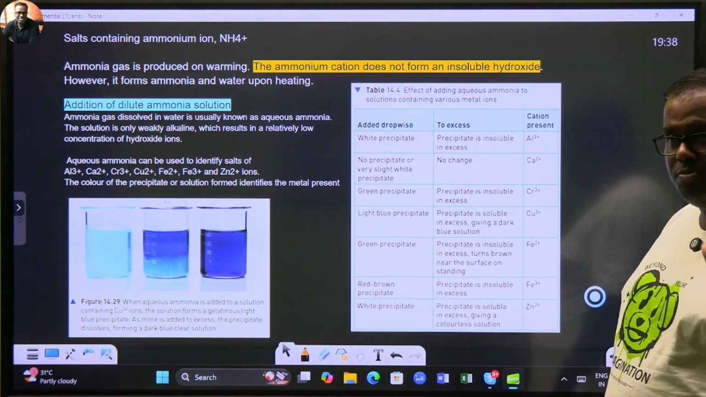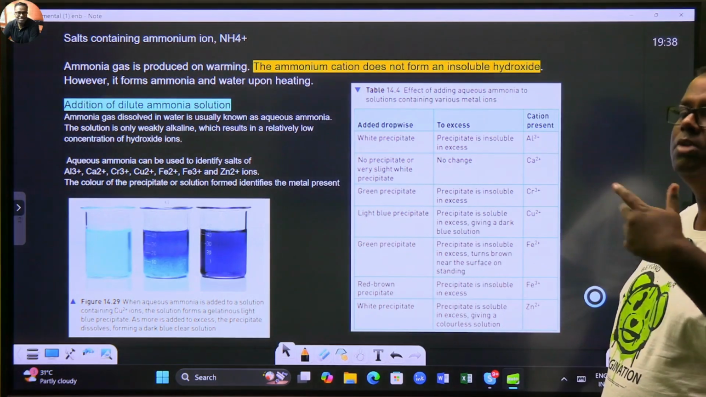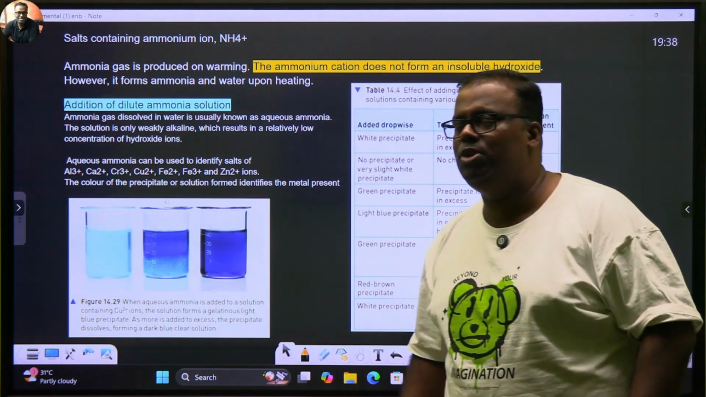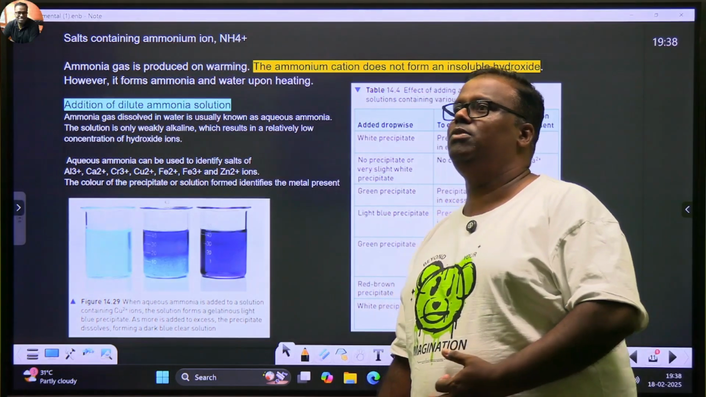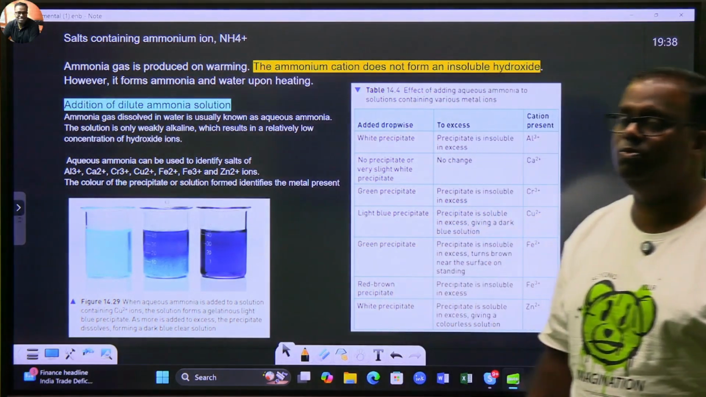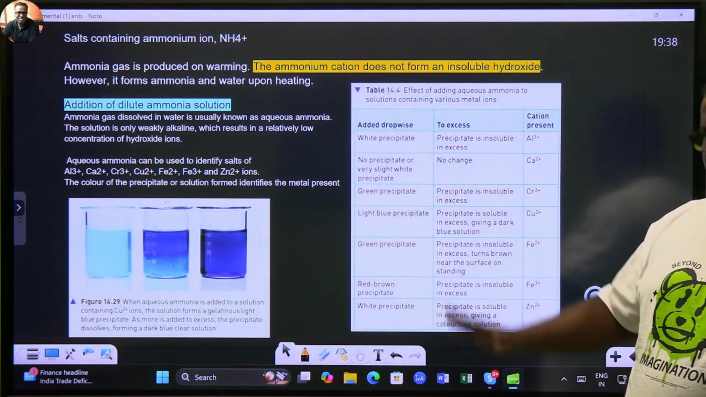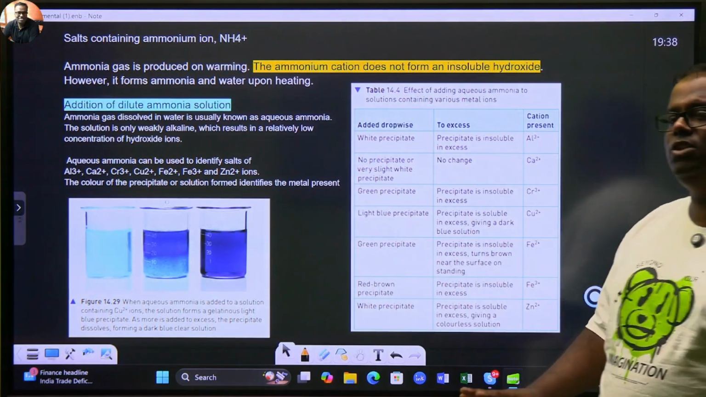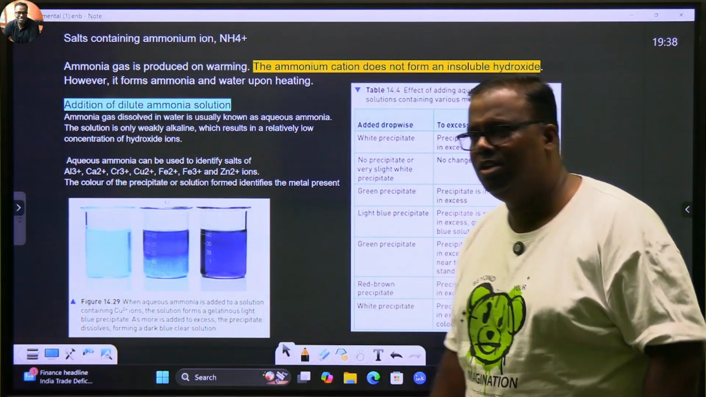Understood? Chromium present, chromium confirmed. Acha, we could have done this test first also. Suppose we do this test first, and we get a green precipitate which is not soluble in excess. Chromium may be present. Perform the sodium hydroxide test. In that also, if you are getting green and it is not soluble, see, it's easy.